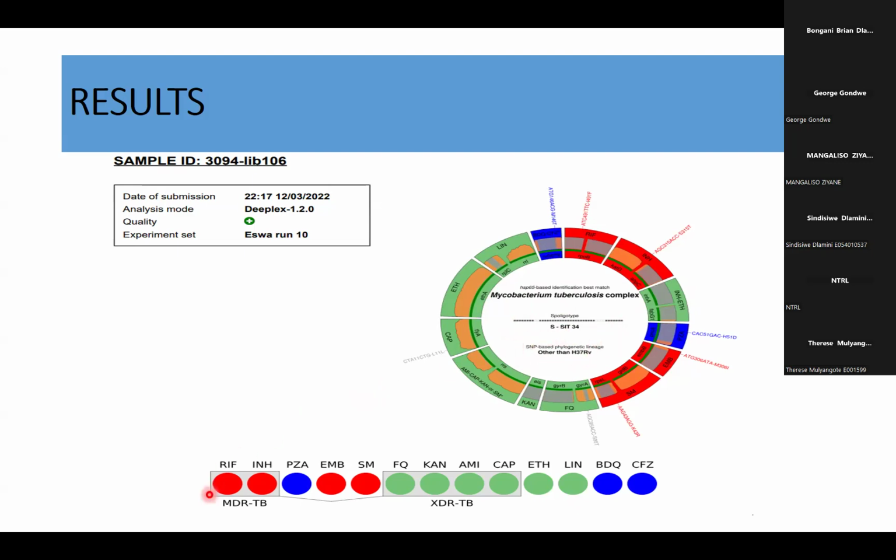So what does this mean? If it's red, it usually means it's resistant. If it's blue, it means it's uncharacterized. If it's green, it's saying I did not detect any mutations which can confer resistance, which you can translate to susceptibility. And also it does provide some quality scores here. It goes up to 3+.